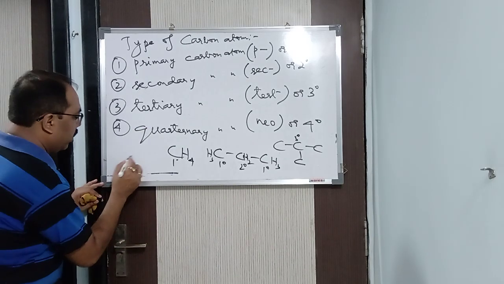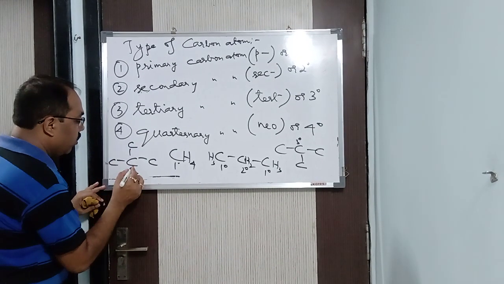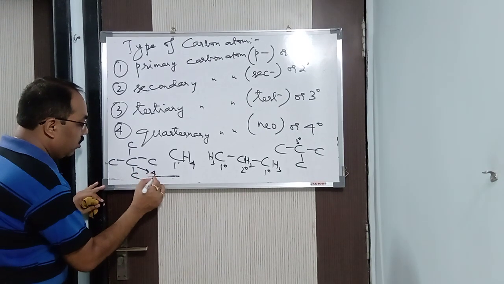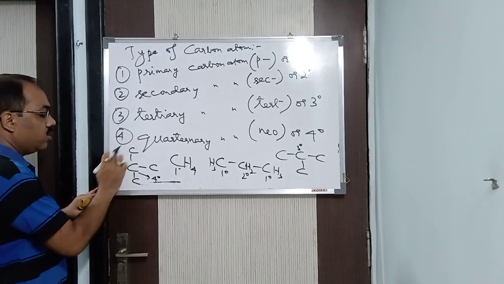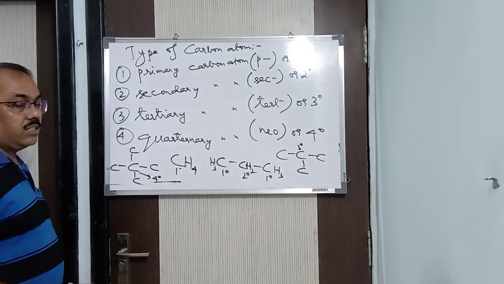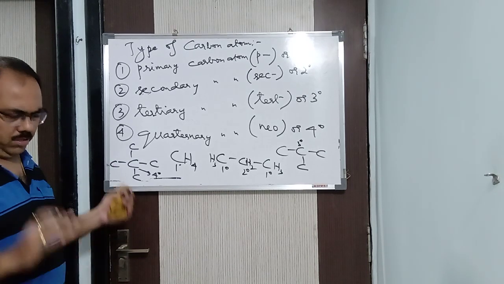Now quaternary, what is that? When one carbon atom is attached to 4 other carbon atoms. So this is your 4 degree. You can see one carbon is attached to 4 other carbon atoms. This is also called neo. In this way, we have got primary, secondary, tertiary, and quaternary.